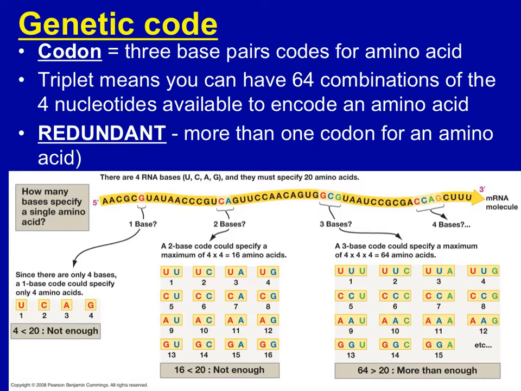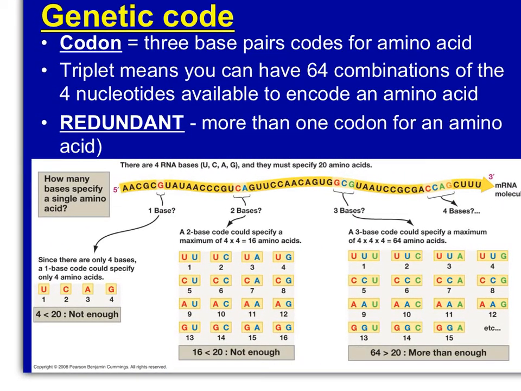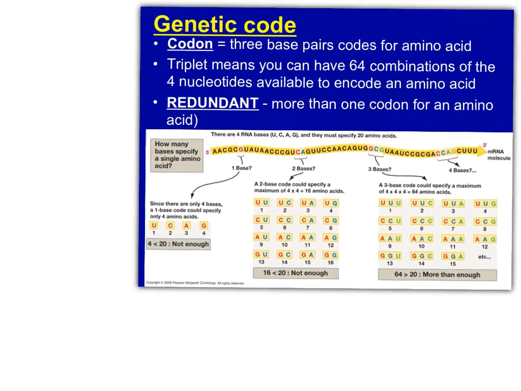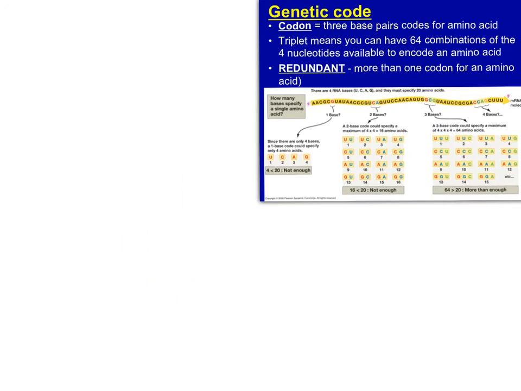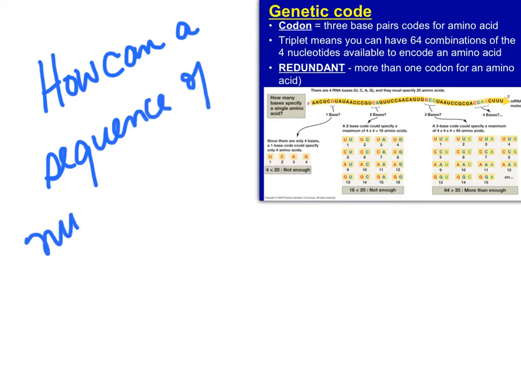Now this is where it gets complicated. All right. So the genetic code, how is it possible? So maybe let me pose this question to you. Let's slide this up here. And the question that you have to think is, how can a sequence of nucleotides end up coding for a protein?